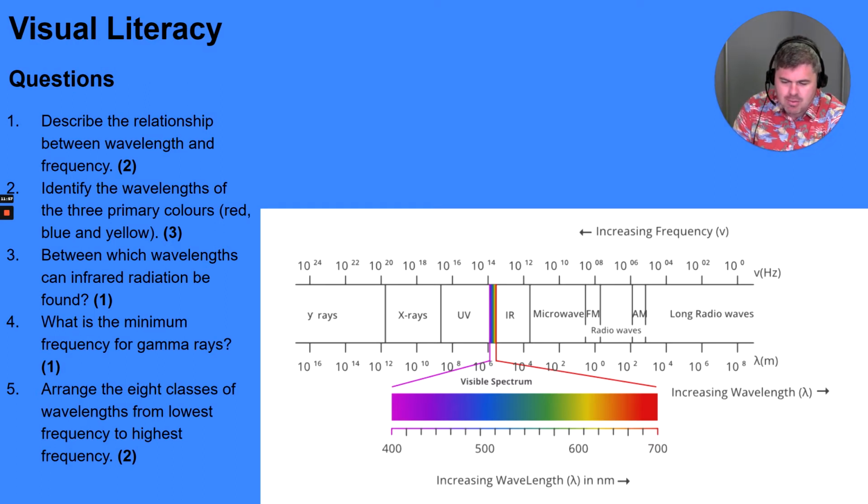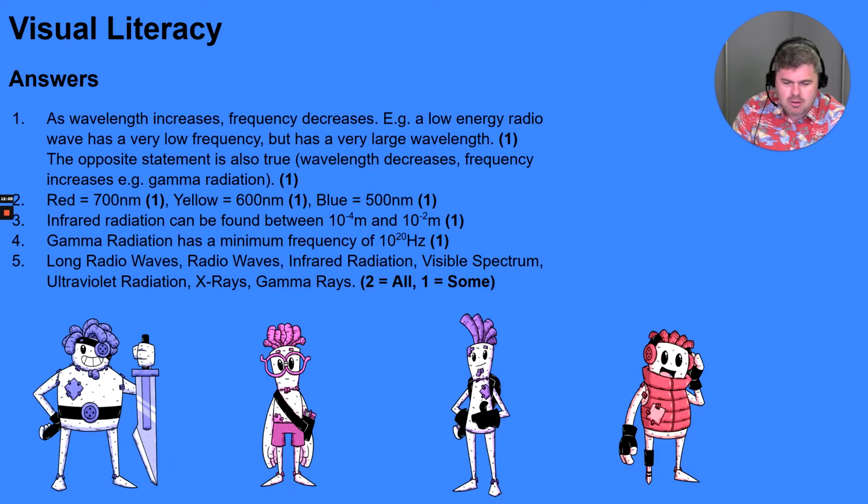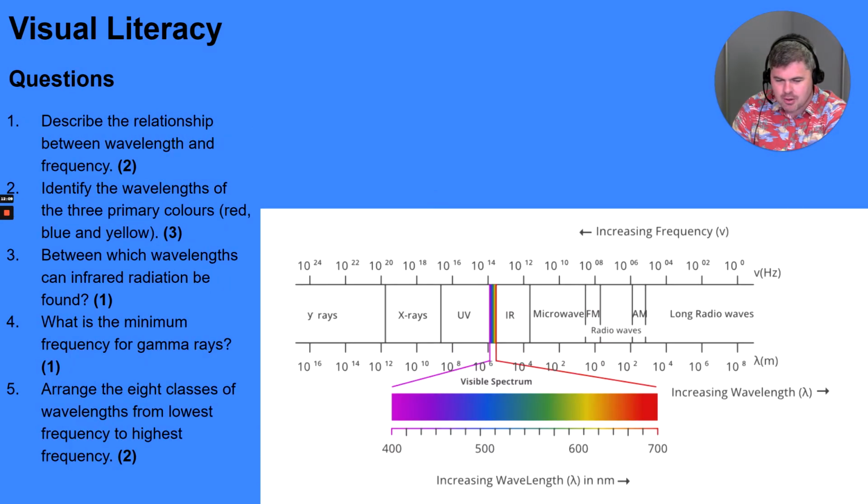Alright. Minimum frequency for gamma rays. Frequency is located at the top. It's 10 to the 20 hertz. Now, the last question, we have to read it very carefully. Arrange the 8 classes of wavelengths, so the terms that we see in the middle of it, where it has gamma rays, X-rays, UV, visible, from lowest frequency to highest frequency.